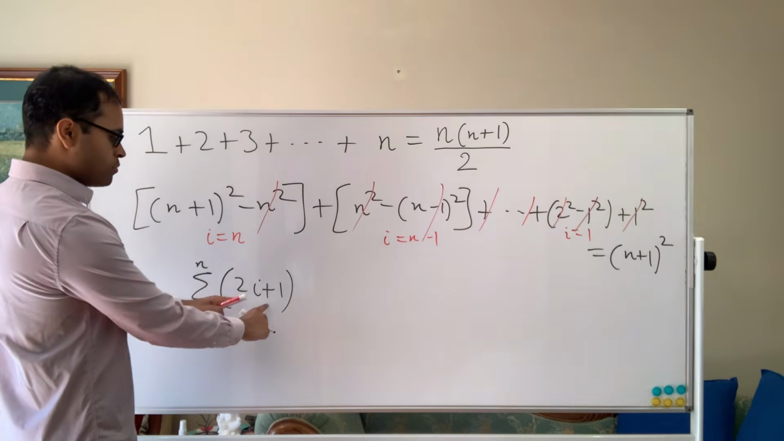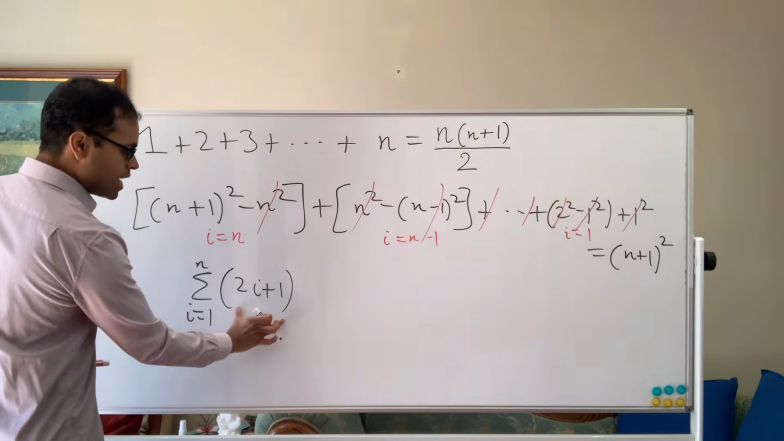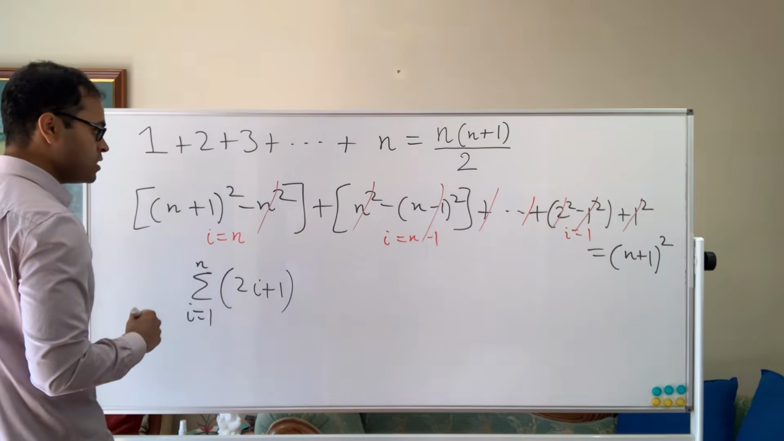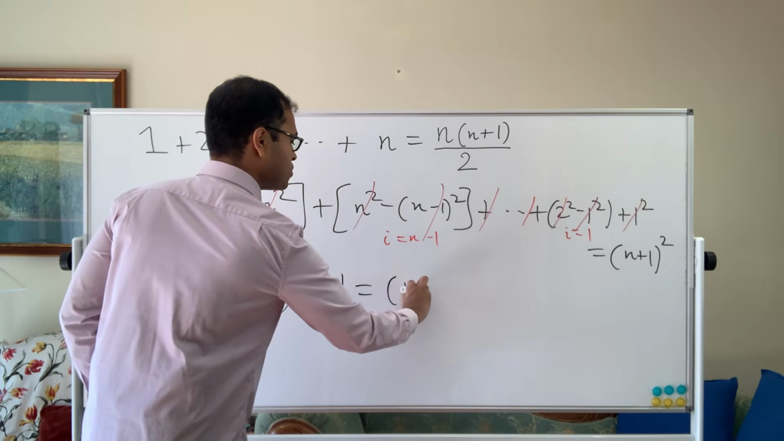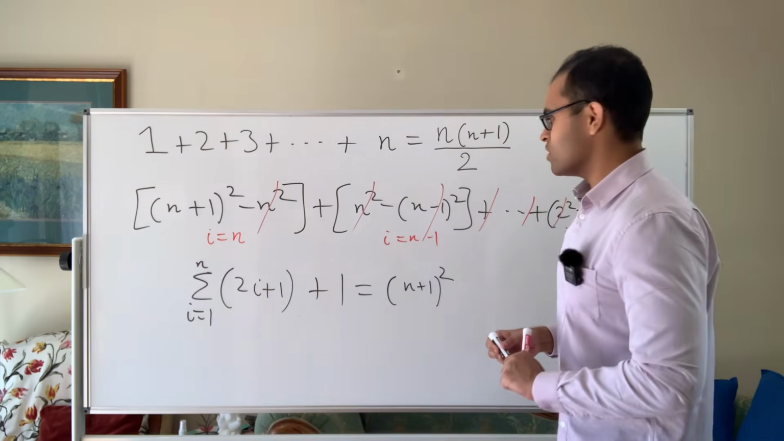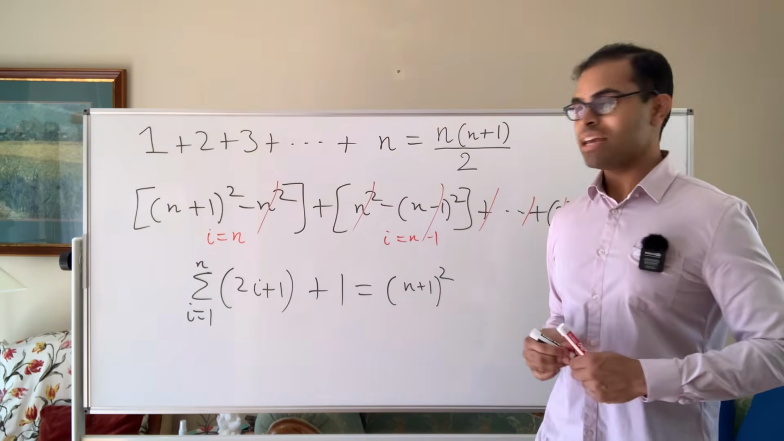It's just 2 times 1 plus 1, plus 2 times 2 plus 1, plus 2 times 3 plus 1. You're just adding up this expression as i goes from 1 to n. So you're adding up n of these expressions. And then we're going to add on 1, and that's going to equal (n plus 1) squared. And now we're almost done with the top sum that we wanted to figure out the formula for, because we can solve for what the sum of i from i equals 1 to n is.